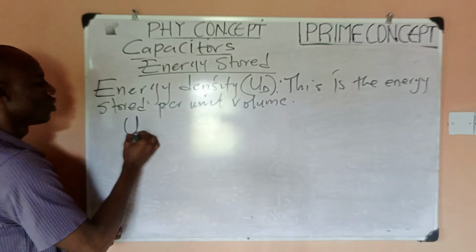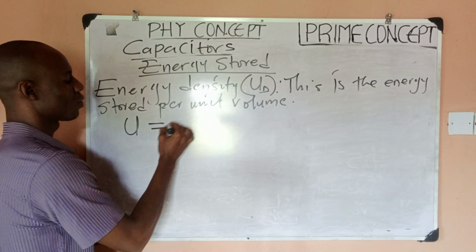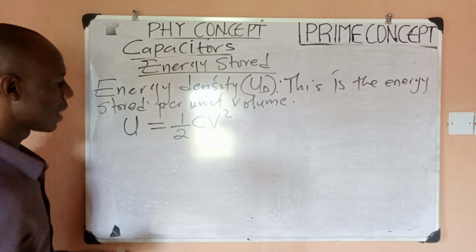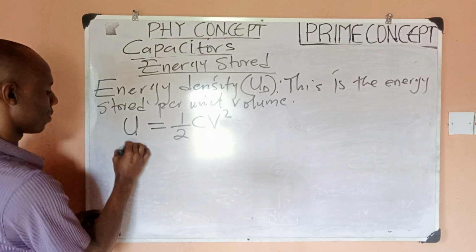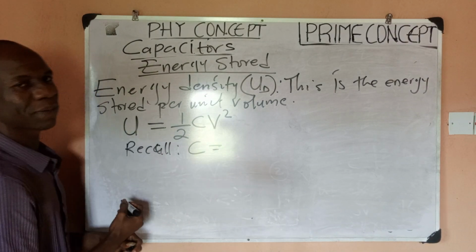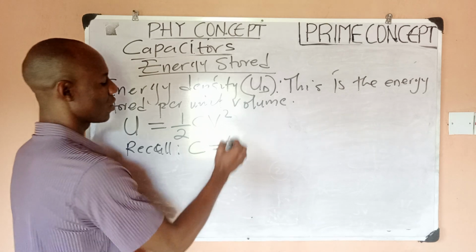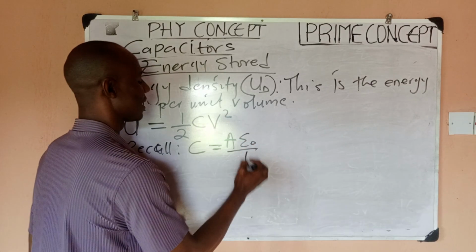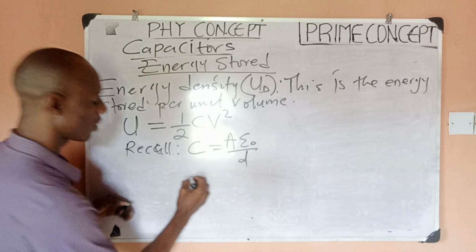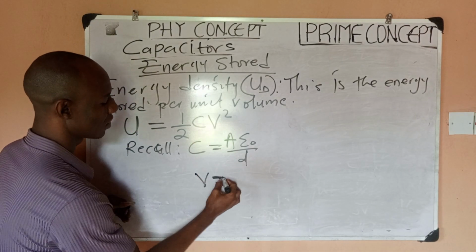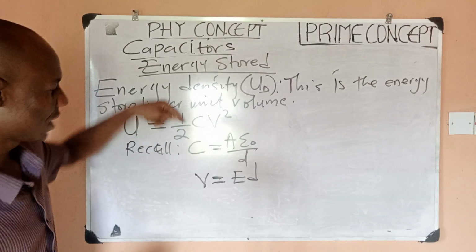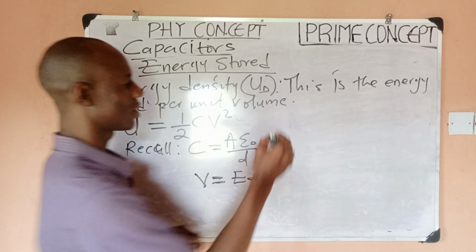If you recall, potential energy U is equal to half CV square, right? Now I'm also going to recall that the capacitance of a parallel plate capacitor C is equal to A epsilon naught divided by d. So this is the formula for capacitance of a capacitor. Also, if you recall, V is also equal to Ed.